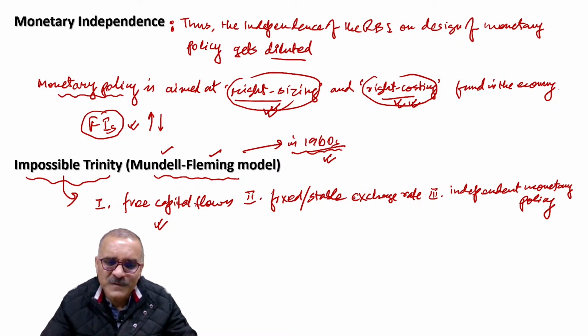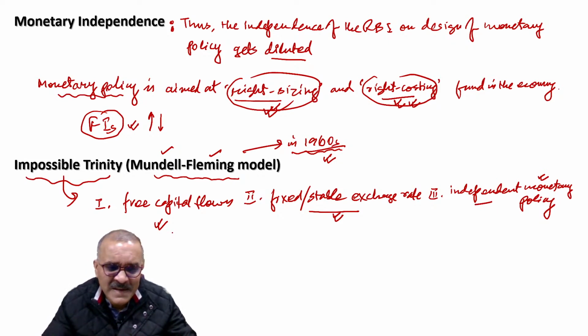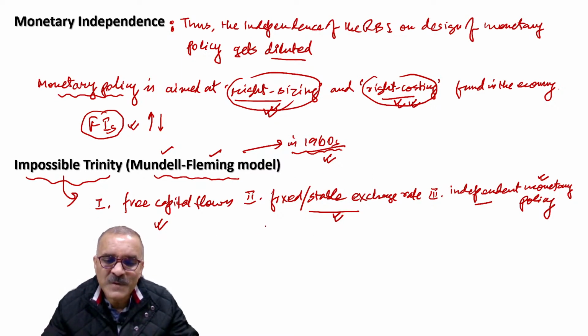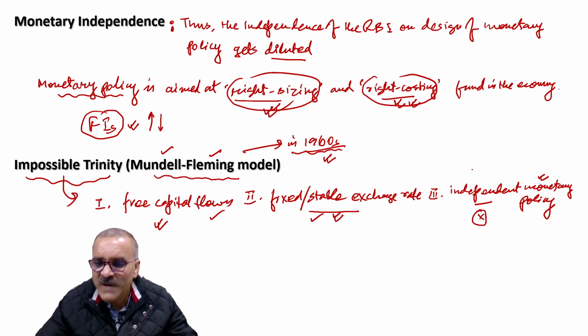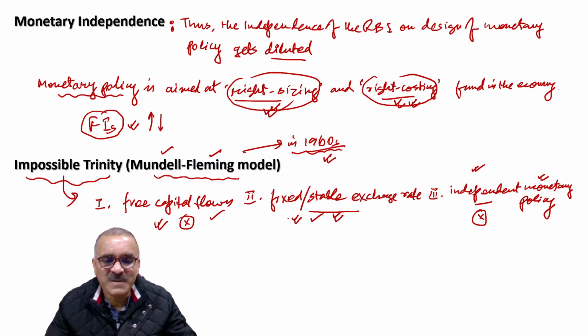Why? Because free capital flow derails the exchange rate. To stabilize the exchange rate, the central bank of the country has to change its monetary policy. It means that these three achievements are not possible at a time. You will miss on any one front. You can have this and this, then you will miss this. If you want to have this, then you will lose this. This is known as the impossible trinity.